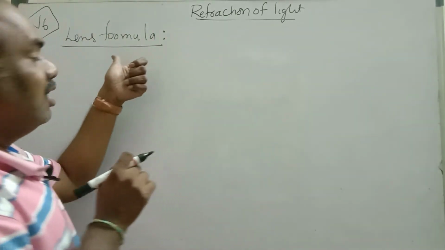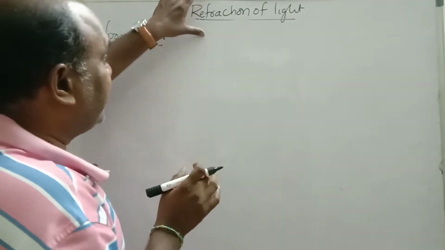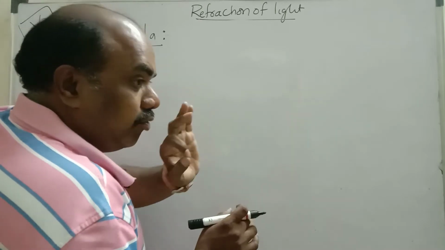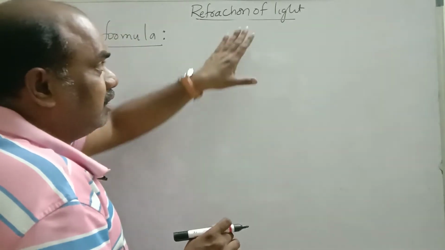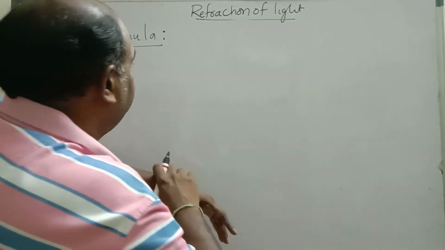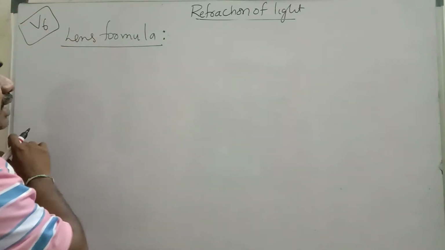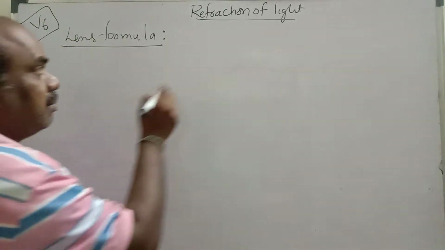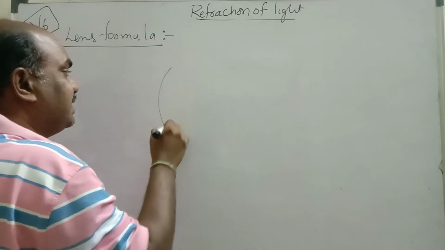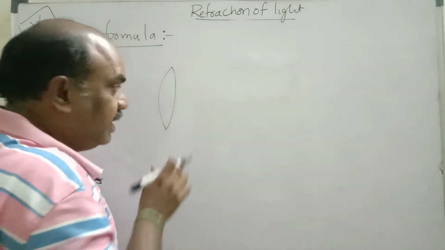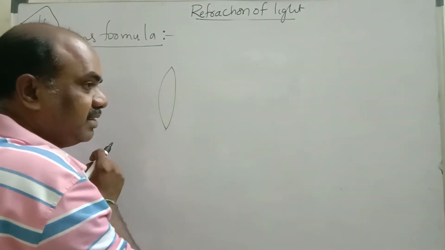Today we will see one more important derivation in refraction of light. This is the fourth chapter as per textbook. As per physics, it is second chapter. Very important derivation, lens formula. What is lens? Lens is a transparent medium bounded by at least one or both the surfaces are curved.